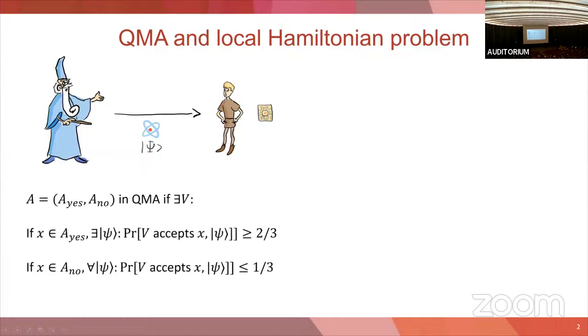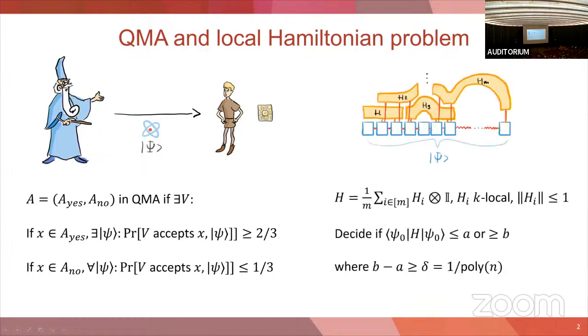And then basically, a promise problem A is contained in this class QMA if there exists a polynomial-time, uniformly generated verification circuit V, such that if it's a yes instance, then you will accept the input X and the proof with high probability. And if it's a no instance, you will reject with high probability, or accept with small probability.